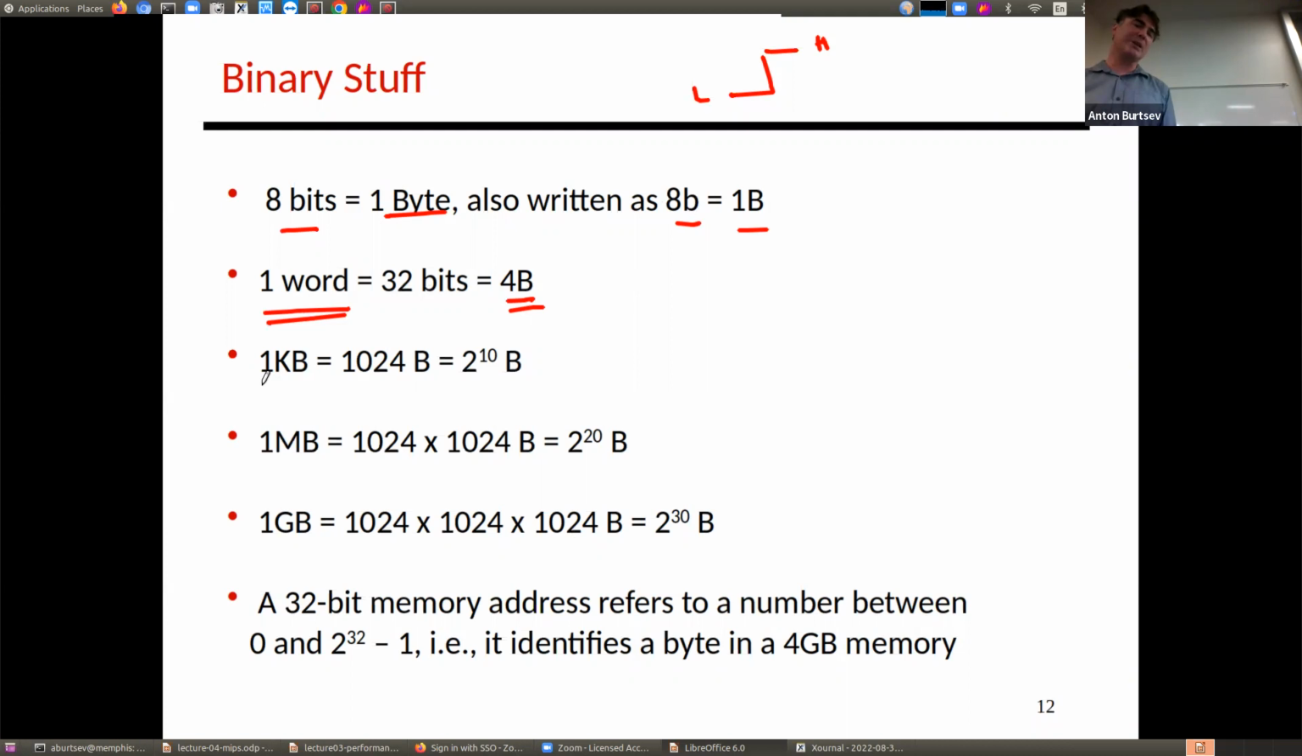And then just to make sure that we understand, a kilobyte is 1024 bytes, or 2 to the power 10. 1 megabyte is 1024 multiplied by 1024 bytes, 2 to the power 20 bytes, and so on. 1 gigabyte is, right? Got it? So we understand this, right?